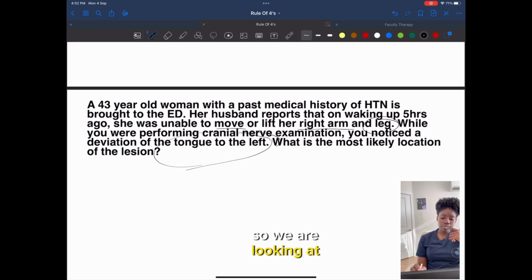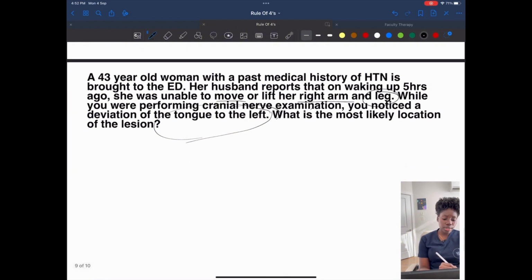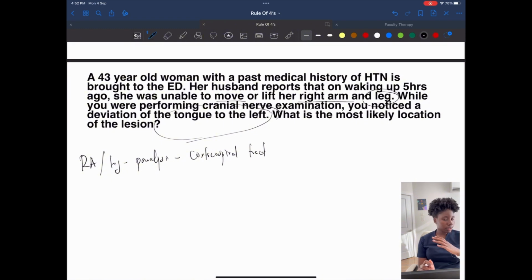So we are looking at, so unable to move or lift her right arm and leg. This is paralysis, right? So right arm and leg paralysis. And this is corticospinal tract, yeah? Corticospinal tract. And corticospinal tract, is it a medial or lateral structure? So remember, four structures passing through the midline. Motor pathway is one of them. It's corticospinal tract. So this is the midline. All right. So what cranial nerve deficit do we have here?